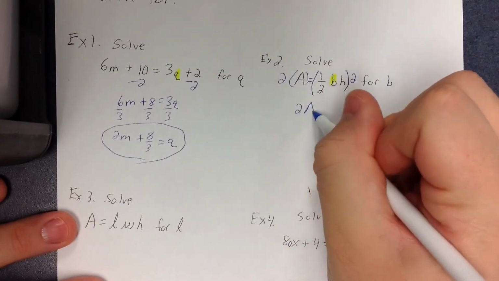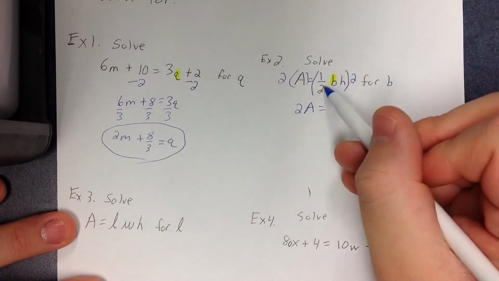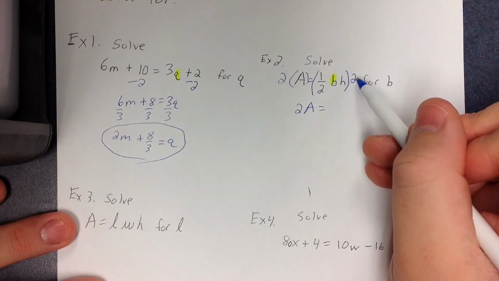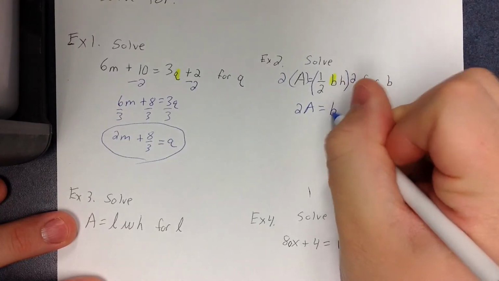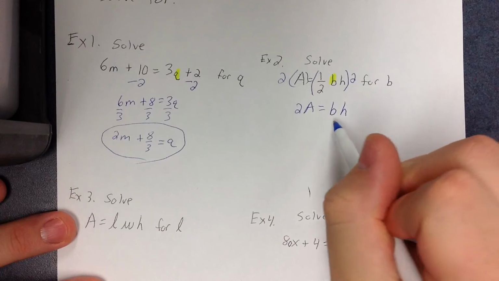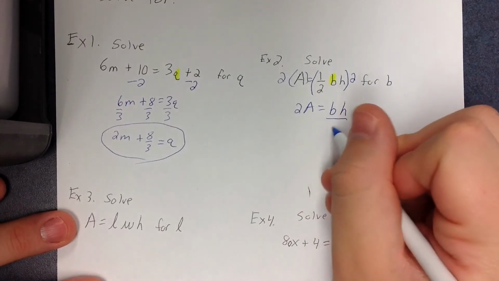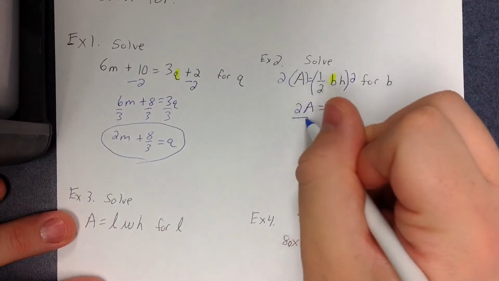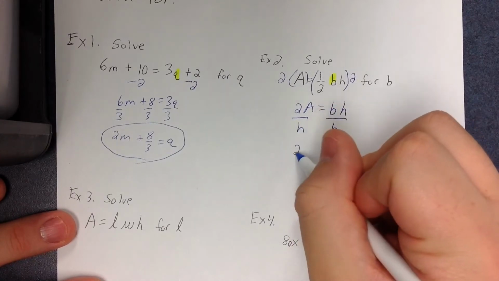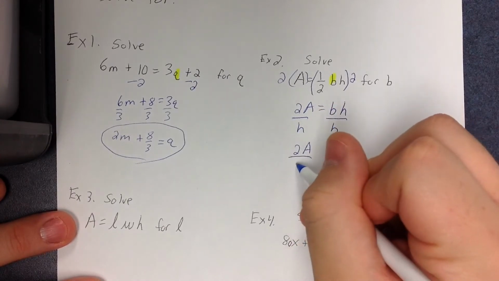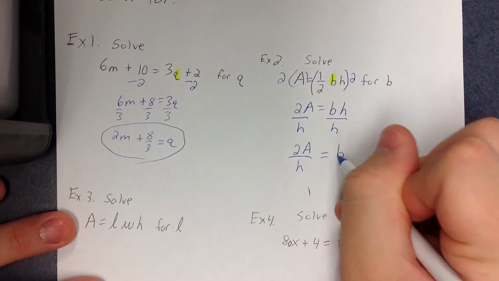So I multiply this side by 2. So I get 2a equals, again, the half cancels out the 2 to a 1, so we don't have to write it, bh. Now again, this means b times h. So to get rid of the h, I need to divide both sides by h. So I get 2a over h equals b.